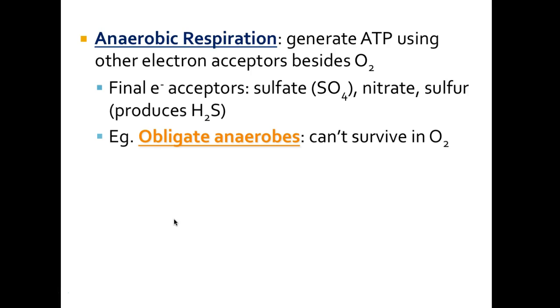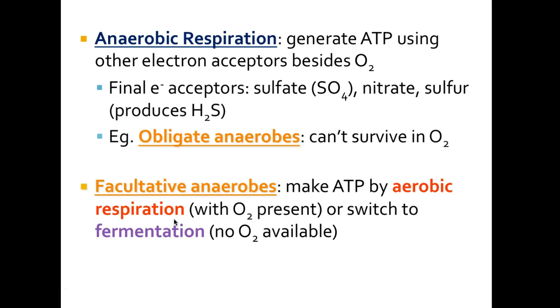You have obligate anaerobes and facultative anaerobes. Obligate anaerobes can't survive in oxygen. Facultative anaerobes are going to make ATP by aerobic respiration when oxygen is present, or switch to fermentation when no oxygen is present. So obligate anaerobes can't survive in oxygen and ultimately only function in anaerobic processes. They're obligated to anaerobic conditions.